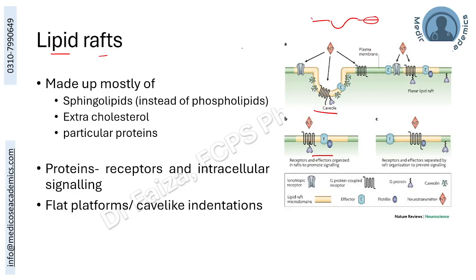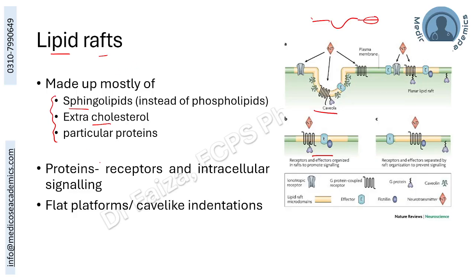So what is special about the lipid raft? Although phospholipids are present throughout the cell membrane, in some areas the phospholipid bilayer may have more sphingolipids than the phospholipids, extra cholesterol as compared to the average cholesterol concentration, and the presence of certain proteins. The combination of these three will make this area of the cell membrane a lipid raft.